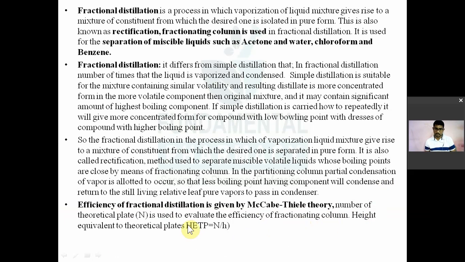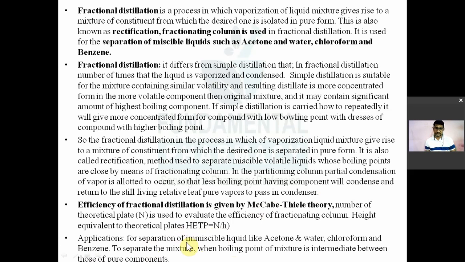ओके, तो जैसे नंबर ऑफ थ्योरेटिकल प्लेट्स, नंबर ऑफ हाइपोथेटिकल प्लेट्स जहाँ पे कंडेंसेशन होता है, पार्शियल कंडेंसेशन, उसको बोलते हैं नंबर ऑफ थ्योरेटिकल प्लेट. इट इज यूज्ड टू इवेल्युएट द एफिशिएंसी ऑफ फ्रैक्शनेटिंग कॉलम. Height equivalent to theoretical plate is equal to number of theoretical plates divided by height of each, or distance of that fraction. Explain करता हूँ यहाँ पे.